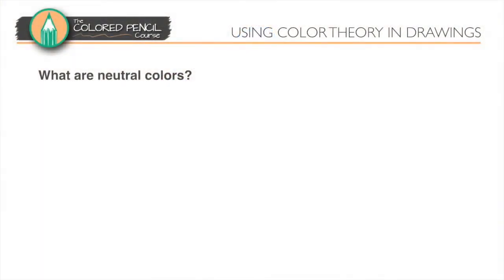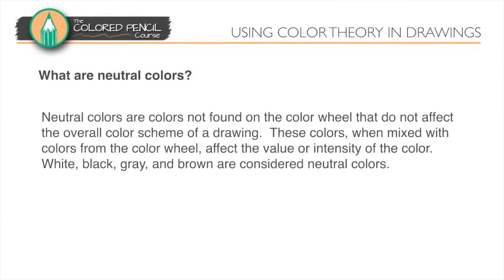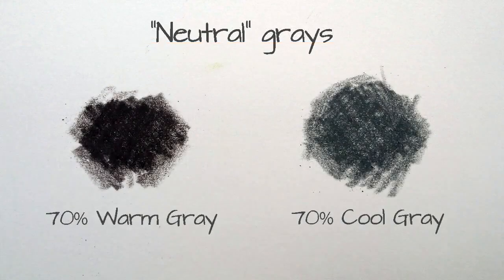There are colors that aren't on the color wheel. These are neutral colors. Neutral colors are not found on the color wheel and do not affect the overall color scheme of a drawing. These colors, when mixed with colors from the color wheel, affect the value or intensity of the color. White, black, gray, and brown are considered neutral colors.